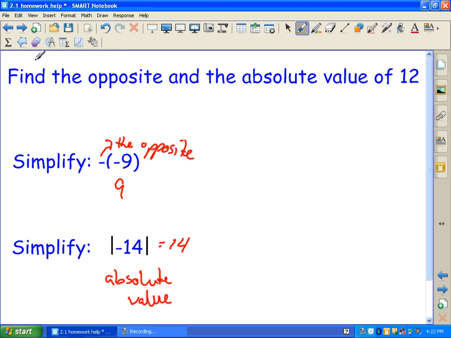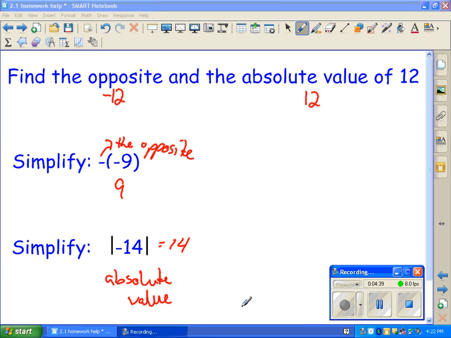If we look up here, this is asking us to find the opposite and the absolute value of 12. Well, the opposite of 12 would be negative 12. The absolute value of 12 would be 12. Notice that the absolute value is a distance. It's a distance from 0. So absolute value will always be positive. Okay? We will never get a negative for absolute value because you cannot have negative distances. And that is all we did today on integers and the absolute value.